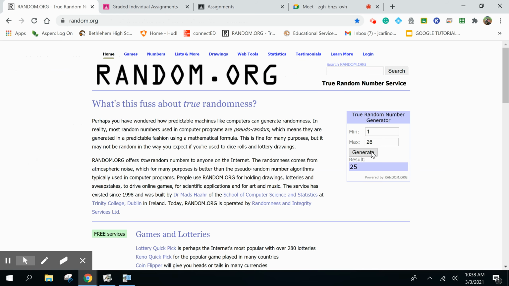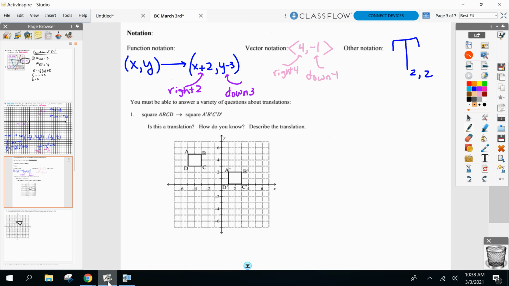From A to A prime, where am I going? Right 6, down 3. Which means I better go right 6, down 3 to get to B prime, C to C prime, and D to D prime. If I go right 5, down 3, not good. It's not a translation. So everyone go ahead and test. For every single one of those, am I going right 6, down 3?